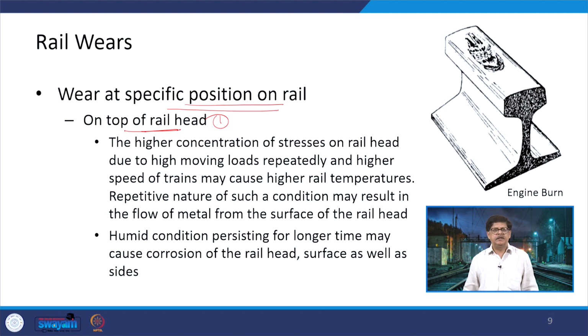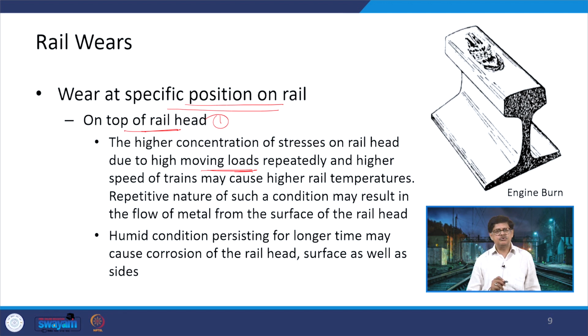So, on top of the rail head there is a higher concentration of stresses due to the high moving loads, and these high moving loads will be coming repeatedly. It is not that once in a while in a month or a year that a heavy load has come. Now, continuously the loads are increasing on our network on Indian Railways. I have shown you in the very starting when we started discussing this particular course that there are certain routes which are defined in terms of high density routes or highly utilized routes.